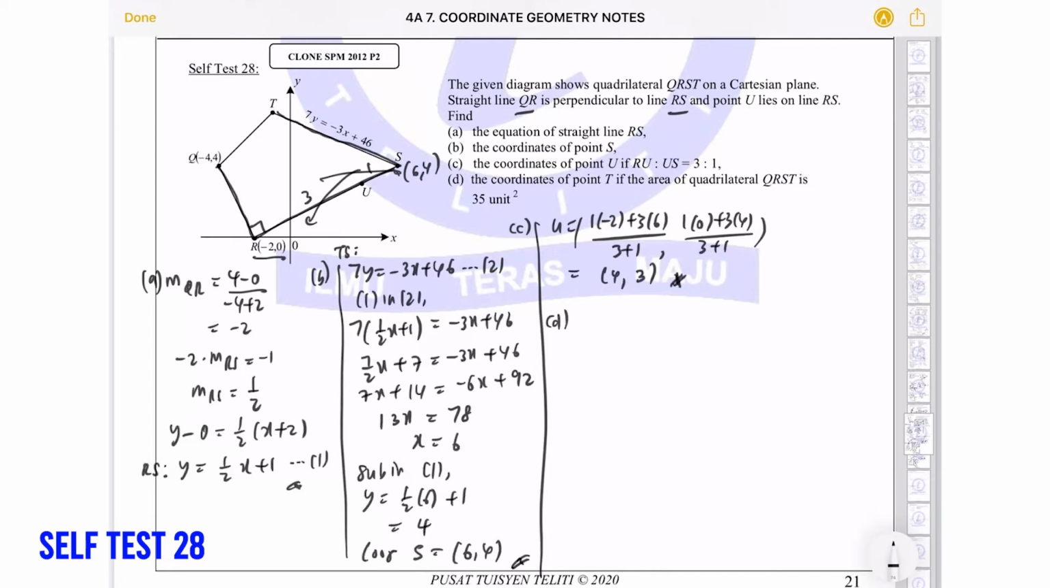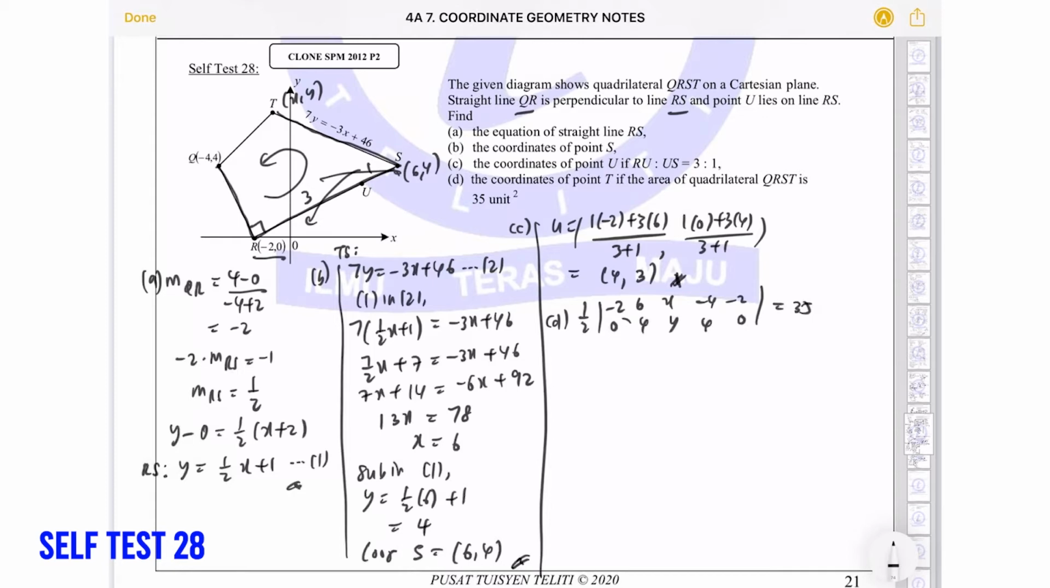Okay, part D. Find the coordinate of point T if the area of quadrilateral QRST is 35. To use the area of a quadrilateral, I suggest we use the anti-clockwise direction R, S, T, Q. So area is half of x1 y1, x2 y2. T is an unknown, so I'm going to call it (x, y). And RQ is (-4, 4). Repeat the first point. The result is still 35. Since I already used anti-clockwise, you don't have to treat this like a modulus. You don't have to consider plus minus.